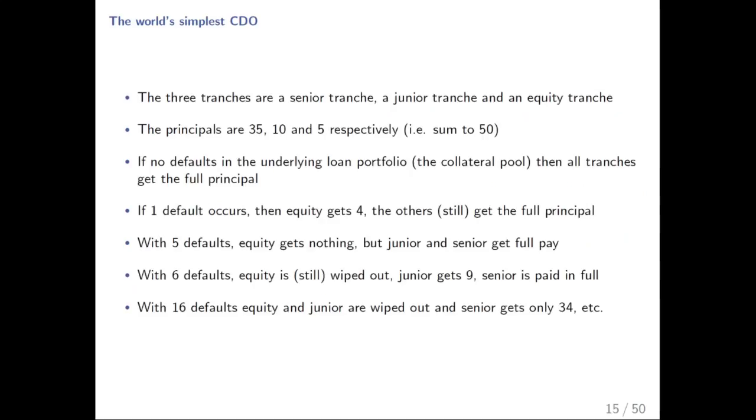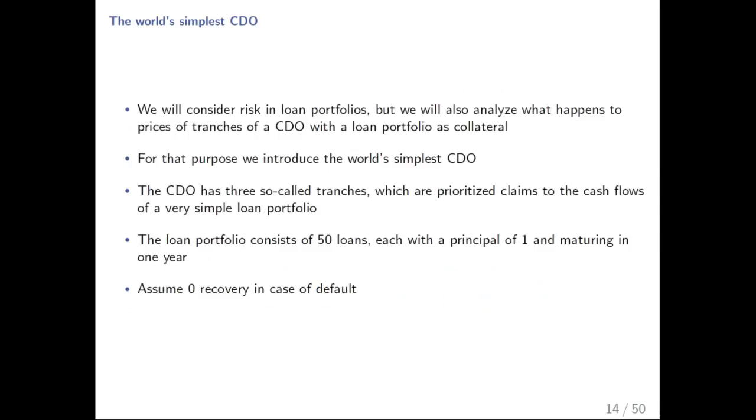So the tranches that we are going to consider are a senior tranche, which is the safest one, a junior tranche, and an equity tranche. It's called equity because it's the most risky. So the way the CDO is going to work is that the principals are going to be equal to 35, 10, and 5 respectively. So they sum to 50, which is equal to the number of loans in the portfolio, because each principal is equal to 1.